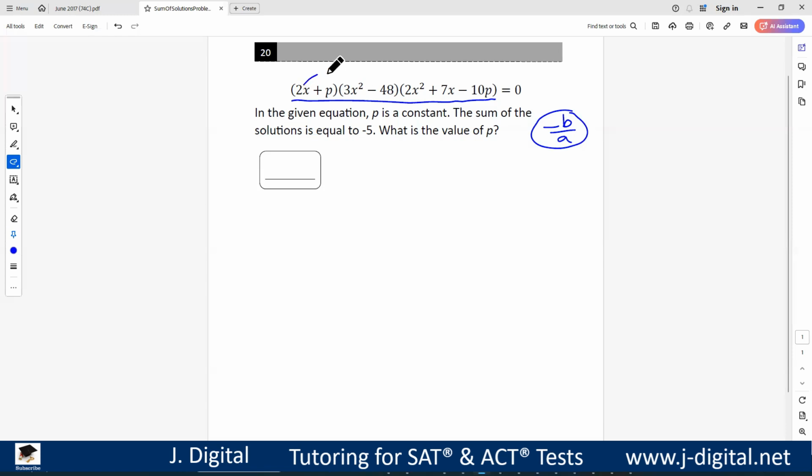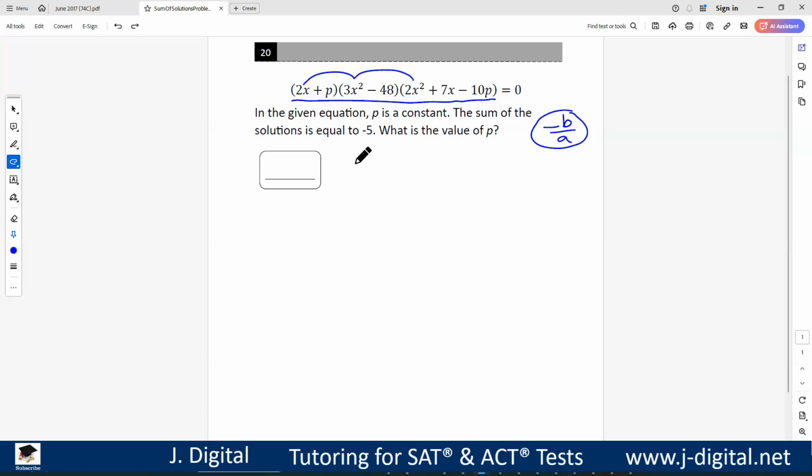The 2x times 3x squared times 2x squared will give us an x to the 5th term. The next term would be an x to the 4th term. So we really just care about the coefficients of those two. Those would be our a and our b. So you can figure out just what those would be without multiplying the whole thing out. That'll be enough information for us to solve it.